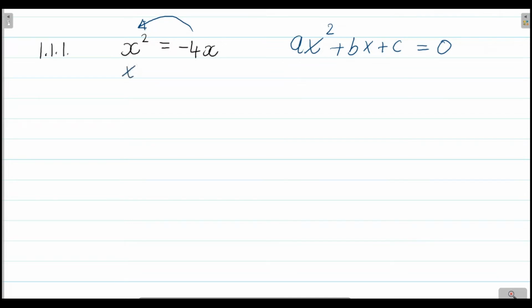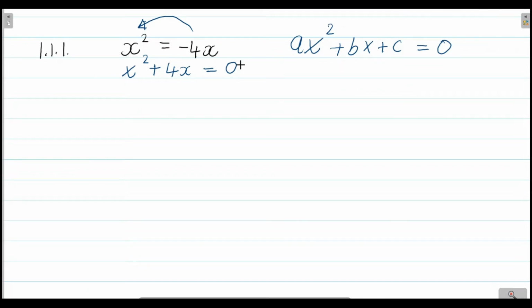It's going to be x squared plus 4x plus 0, which is equal to 0, because it moves to the left hand side as a plus. We don't have a constant here, so it's like saying x squared plus 4x plus 0. I'm sure you're comfortable with me removing that 0, but I just wanted to show you that we're putting it in the form of ax squared plus bx plus c. Now that we've got the equation in that form, we can start solving it.